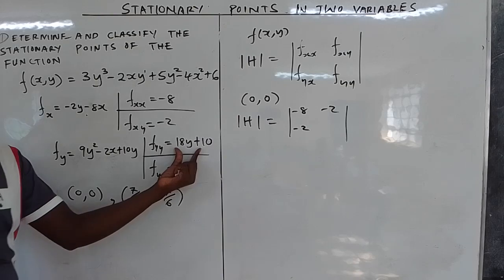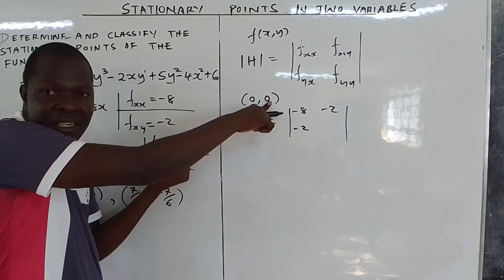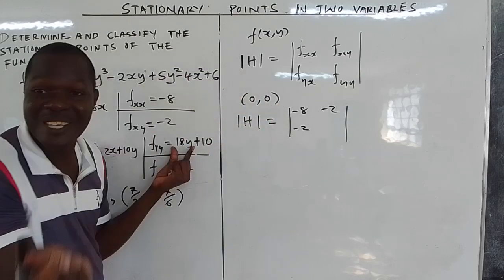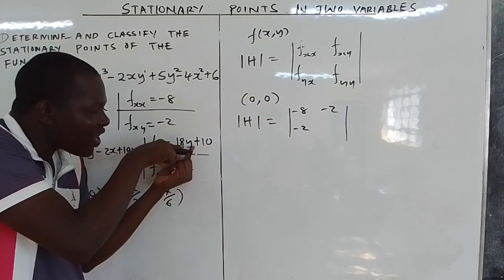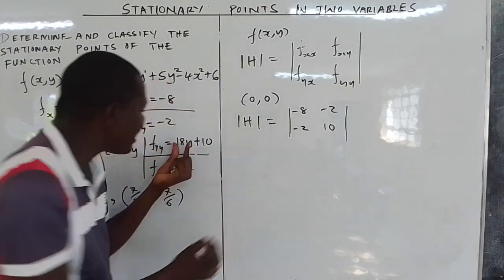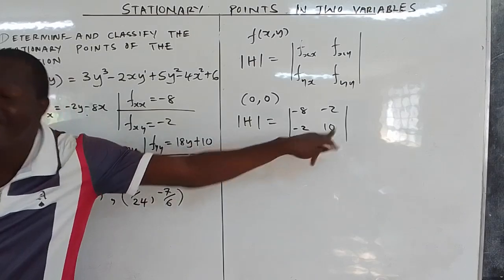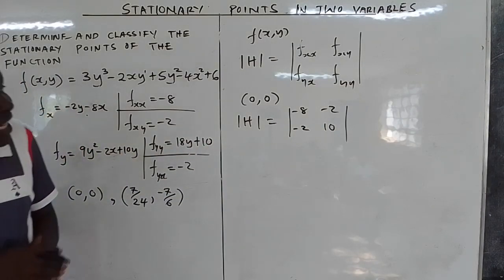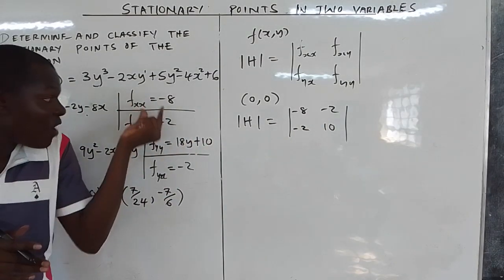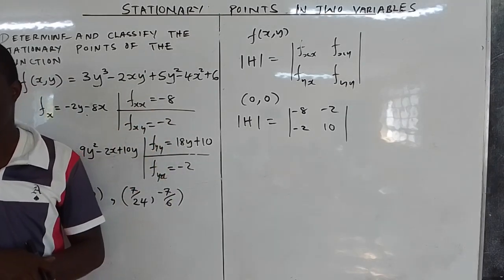What is f of yy? 18y plus 10. Meaning you get rid of this y. And what is the y value of this point? The y value of this point is 0. So when you put 0 here, what do you remain with for f of yy at this point? 10. It is 18 times 0 is 0, plus 10. Meaning f of yy at this point is 10. Meaning each and every point has its own values of the second order partial derivatives if they are not constants. Are we together?